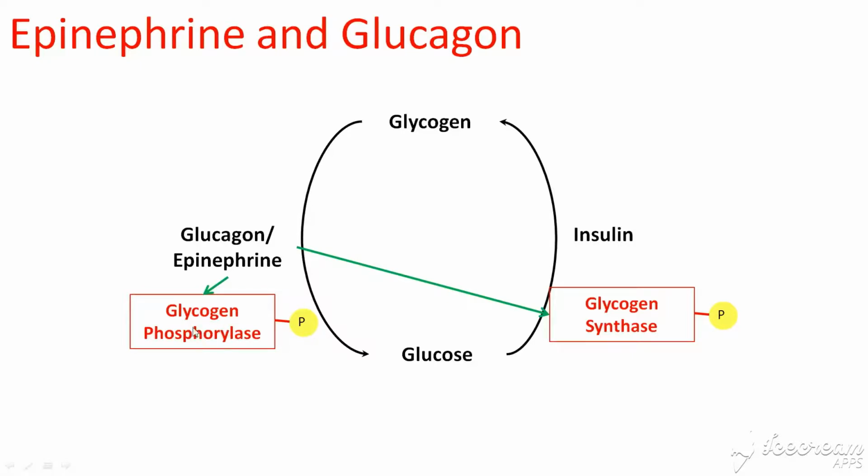So the phosphorylation of glycogen phosphorylase is actually going to lead to an increase in its activity, and the phosphorylation of glycogen synthase is going to lead to a decrease in activity. So when glucagon and epinephrine levels are elevated, they're going to lead to the phosphorylation of these 2 enzymes, and they're going to lead to an increase in activity of glycogen phosphorylase and a decrease in the activity of glycogen synthase. Now, the increased activity of glycogen phosphorylase is going to promote glycogen breakdown.